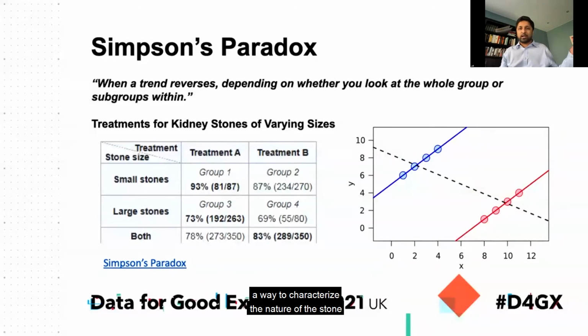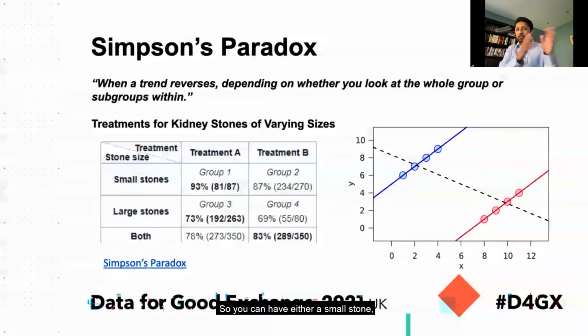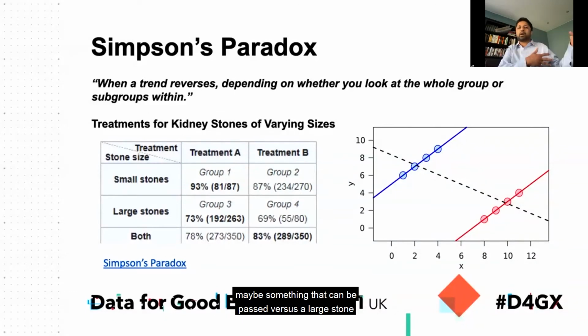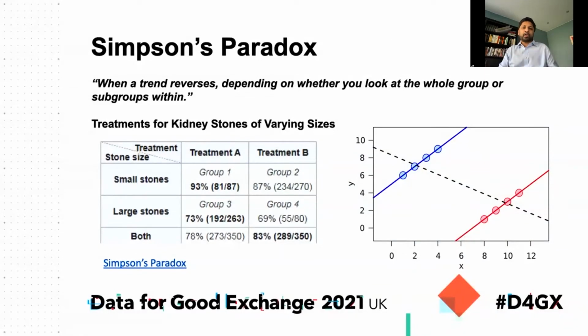And then let's say there's a way to characterize the nature of the stone so that we have slightly different strategies for both. So you can have either a small stone, maybe something that can be passed, versus a large stone which requires a lot of medical intervention. So what they did was they wanted to compose a study to understand which treatment strategy works best. So here are the results they found.